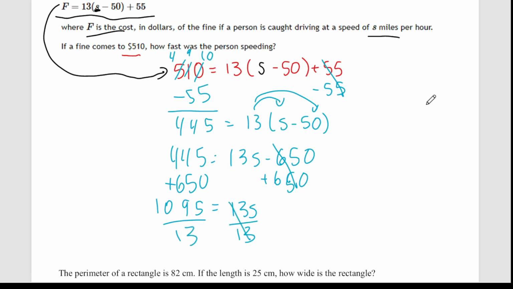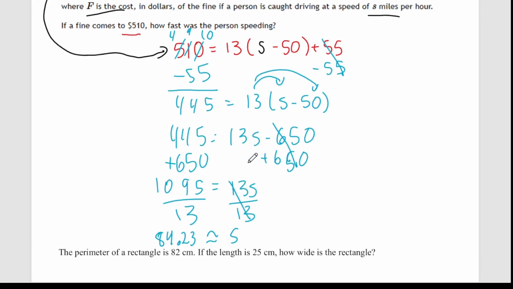And then I'm just going to, for the sake of time, do that off to the side on a calculator, although you could do that via long division. And you would get either a decimal or fraction number. So that's about 84.23 as a decimal. Or as an exact fraction, I believe this is already simplified as is.